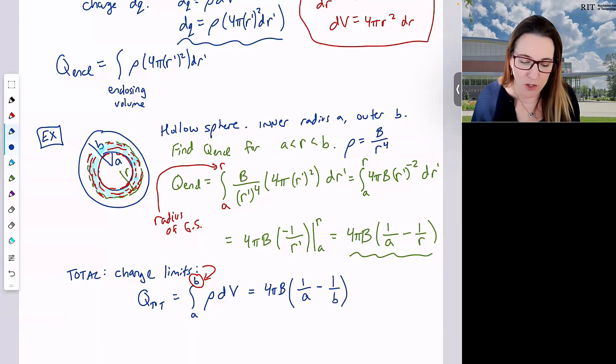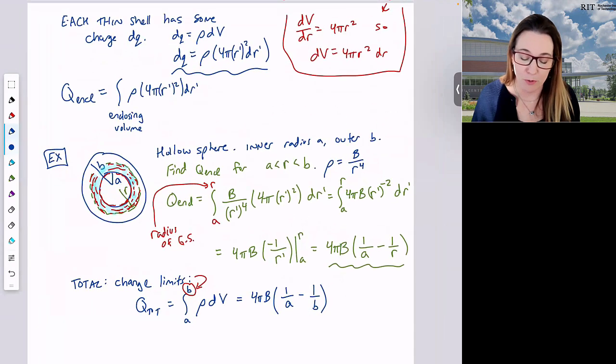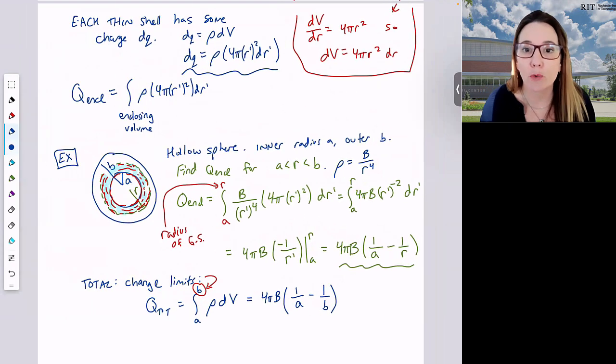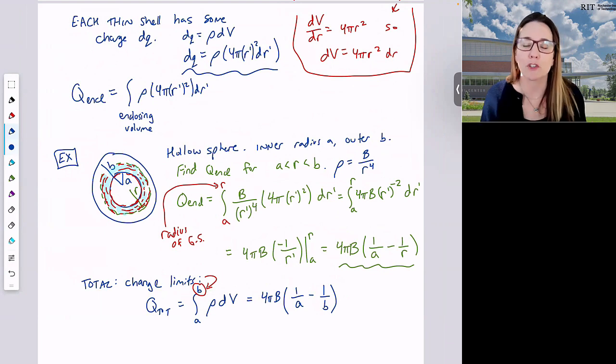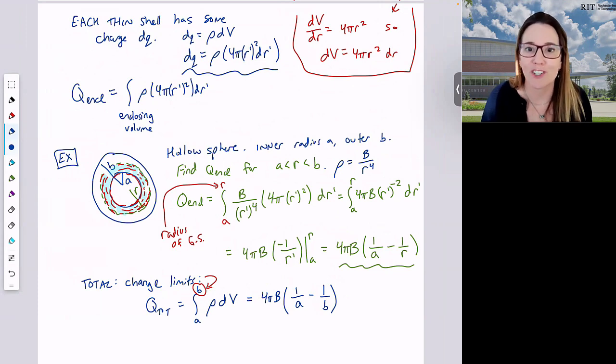So for our non-uniform charge distributions, we are specifically only looking at non-uniform charge distributions that are still spherically symmetric, and they vary only with the spherical radius r. And so we can always picture these little onion layers that we're adding up, and the total charge on each onion layer then contributes to the total charge enclosed.